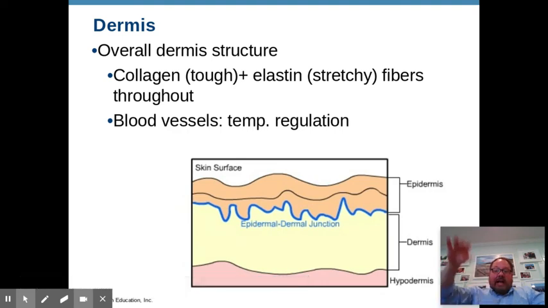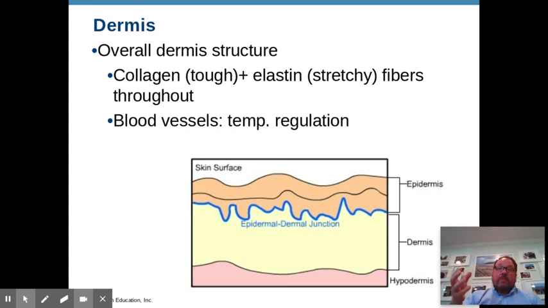And so what it does is it allows, since the warm blood is close to the surface, the heat can radiate out. So if people appear reddish in the face or in the skin after exercise or during exercise, it's because blood vessels are dilating to try and bring that blood to the surface so it can radiate out. It can cool them off.